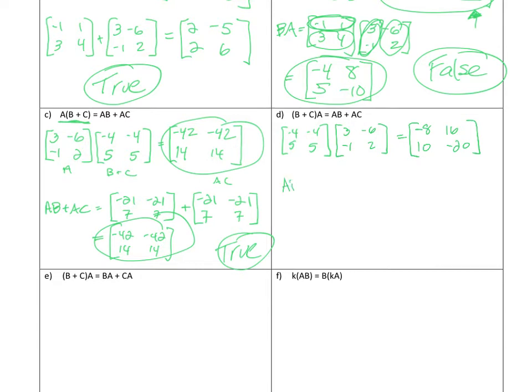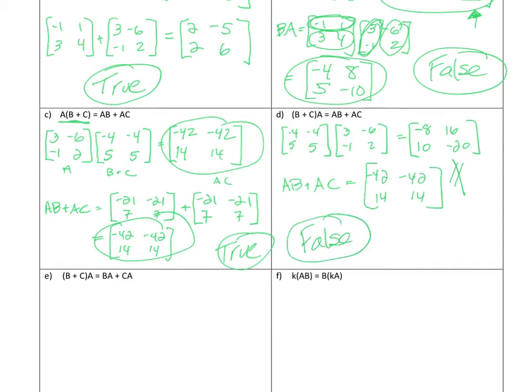And then the AB plus AC I've already calculated. It's this matrix right here, AB plus AC. -42, -42, 14, 14. They are not the same. So this one is false, which maybe that's surprising because we thought the distributive property was going to hold. But what happened is that we changed the order of the multiplication, right? I did B plus C times A, which is different than A times B plus C. So that's another place where the order of the multiplication matters when you're distributing as well.